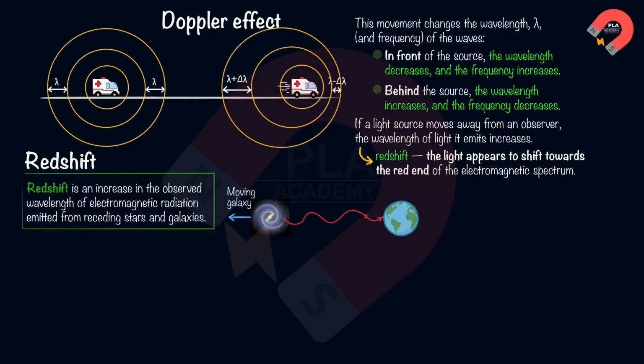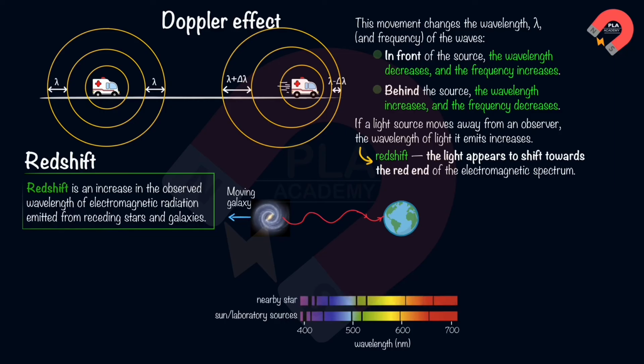This figure shows the spectra from 5 different objects. The first shows the electromagnetic spectrum from our Sun, or stationary source in laboratory. The second shows the electromagnetic spectrum from a nearby star. Here we can clearly see that the positions of the dark lines have moved towards the red part of the spectrum. The third shows the electromagnetic spectrum from a nearby galaxy.